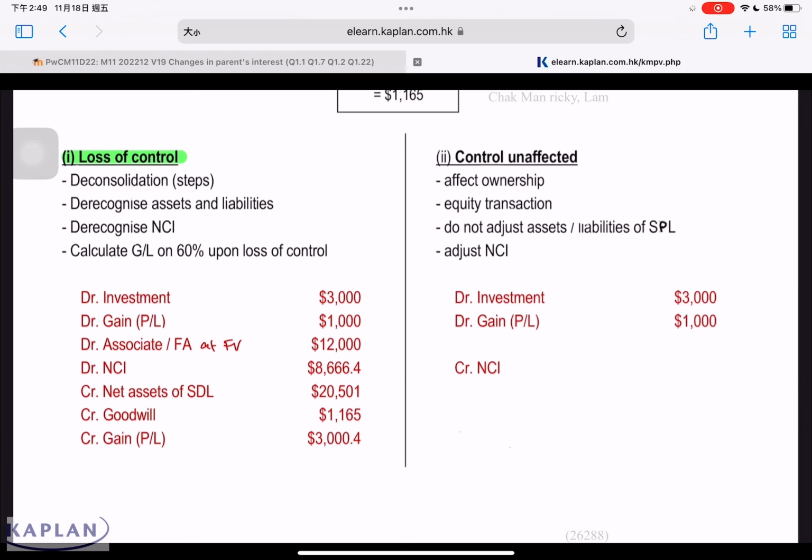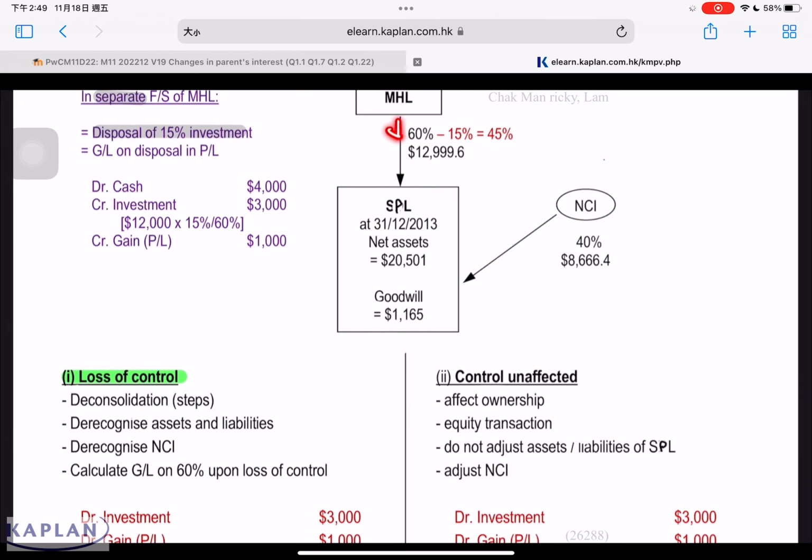The question is, how much do we credit? When the parent interest drops, the NCI interest increases. If the parent interest drops, use this amount to calculate. If the NCI interest drops, you use this amount to calculate. Now the parent interest dropped, so you use this amount to calculate. But for this question, whether you use this amount or this amount, it is the same answer.